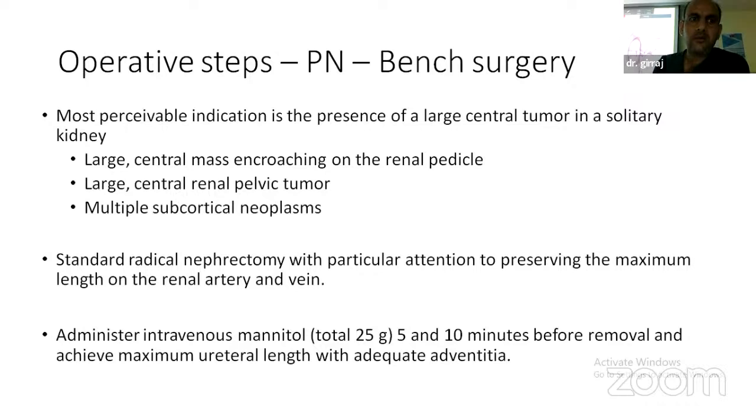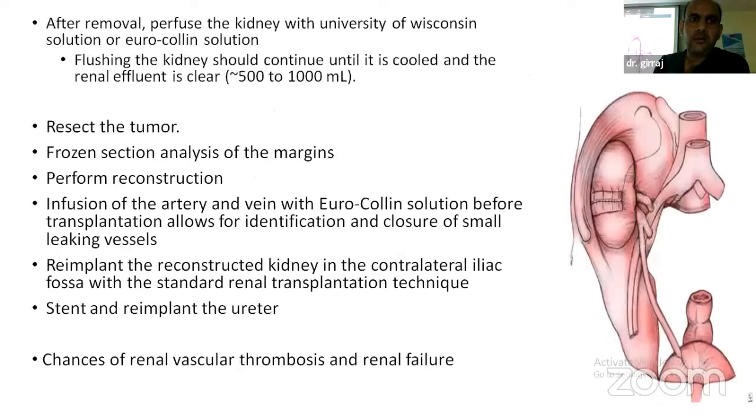After removal, perfuse the kidney with Euro-Collins solution, flushing until the kidney is cooled and the renal effluent is clear. Resect the tumor, send frozen section analysis of the margin, and perform reconstruction, with infusion of the artery and vein with Euro-Collins. Reimplant the resected kidney in the contralateral iliac fossa with the standard renal transplantation technique.